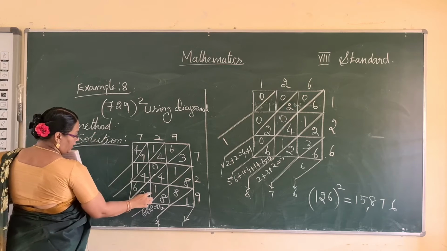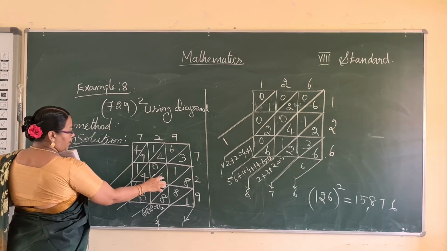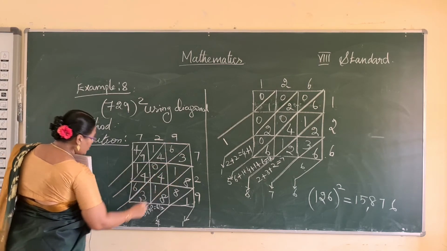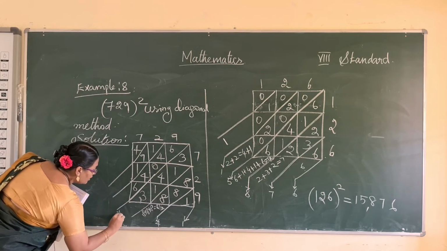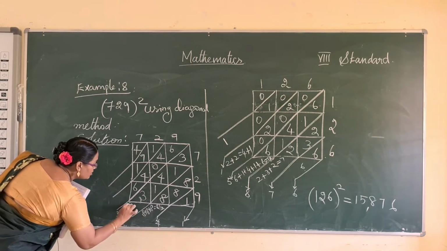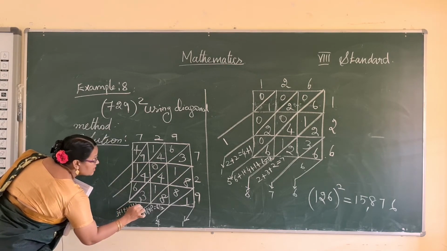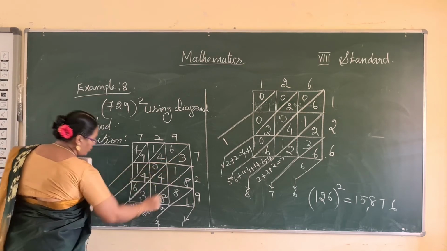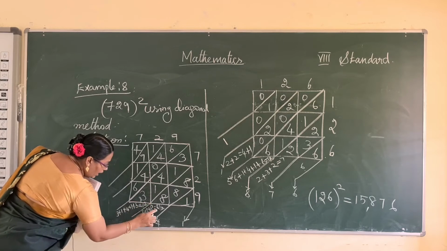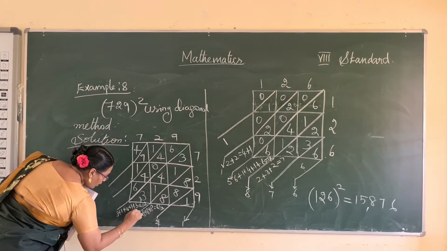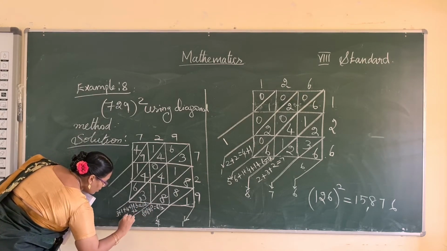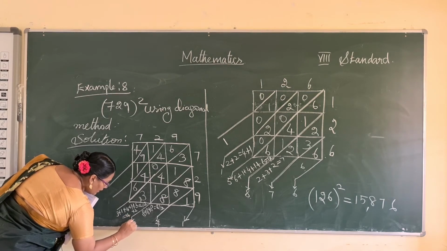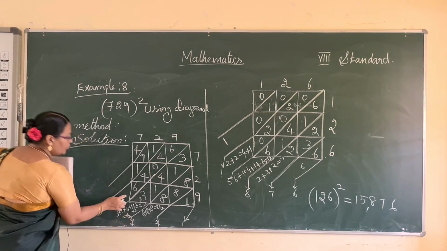Okay. Here 3 plus 1, 4. 4 plus 4, 8. 8 plus 4, 12. You will write 3 plus 1 plus 4 plus 1 plus 3 is equal to 12. Already here 2. So 12 plus 2, 14. So 4 right here. 1 moves to here.